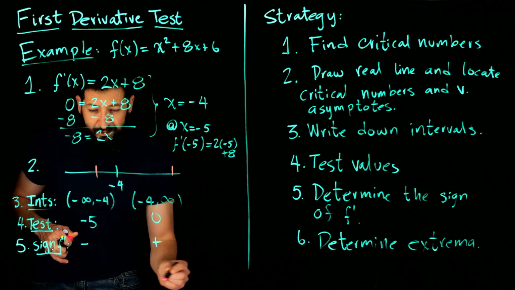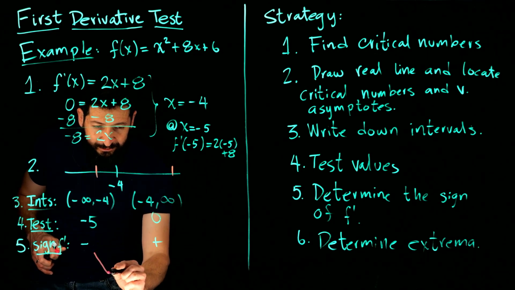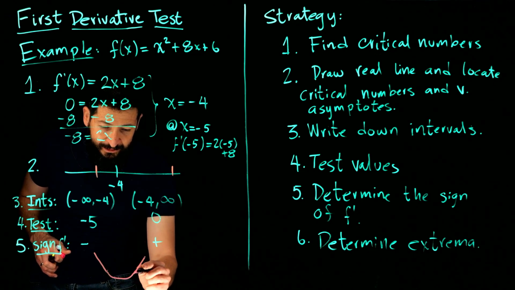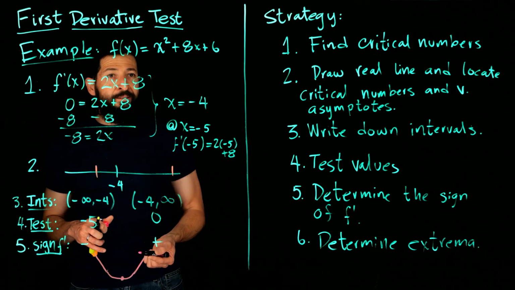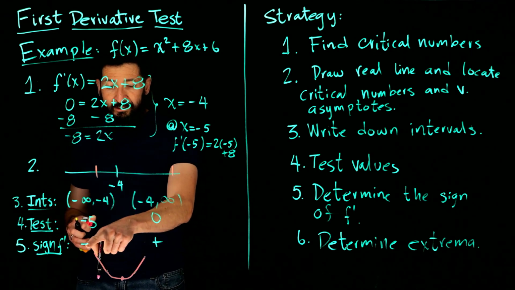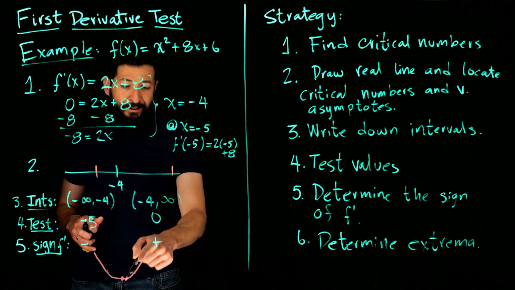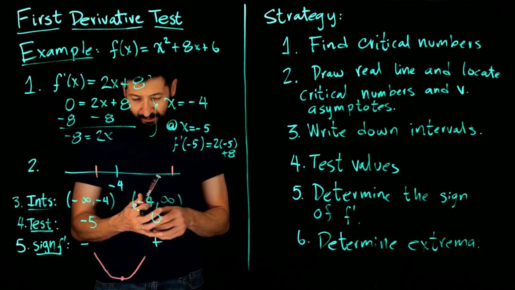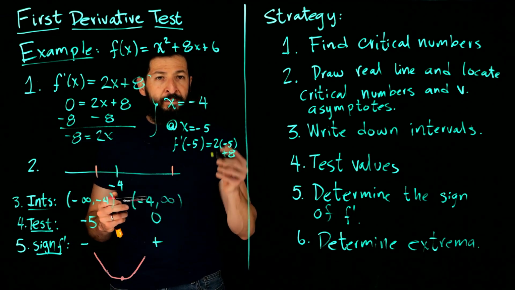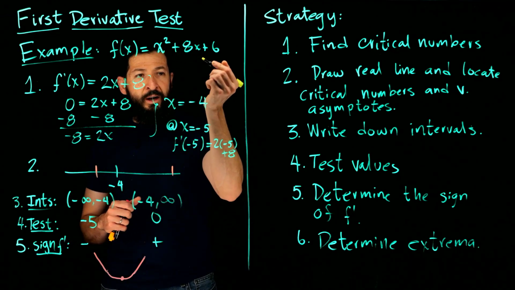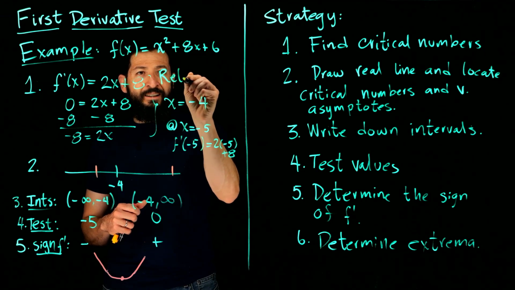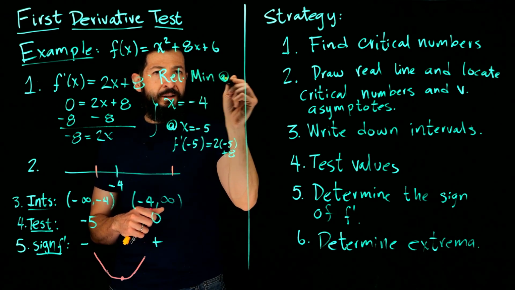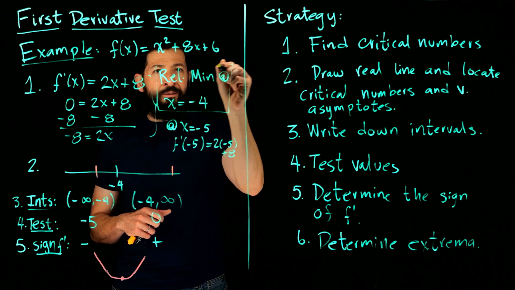So this is how I do it. Negative means it's going to be decreasing. Positive means it's going to be increasing. So if you have a critical number in between, that critical number will be a relative minimum. So you're going from decreasing, negative, to increasing, positive, and you get a relative minimum. So your answer will be that there is a relative minimum at x equals -4. So I'm going to write it here to use the fact that I have space. So relative min at x equals -4.